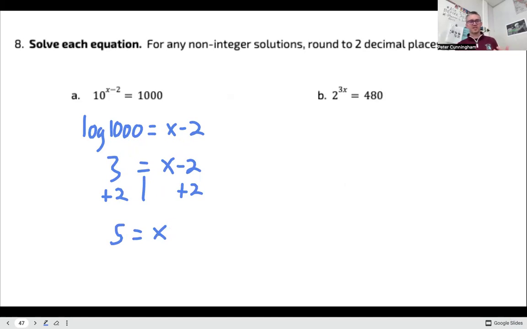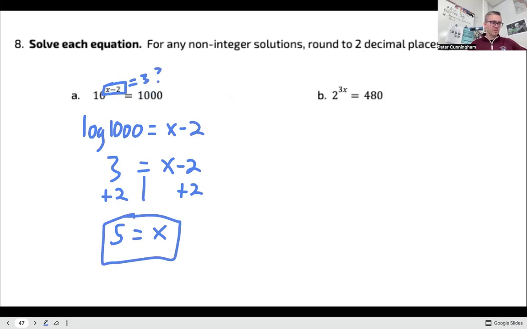And even if that process doesn't make sense, let's look at this. 10 to the power of something minus 2 equals 1,000. Well, I know 10 to the power of 3 is 1,000. So how do I make this part of the equation equal 3? Well, 5 minus 2 is 3. So all the log stuff, I know it's tough, but we should still have our logic with us.